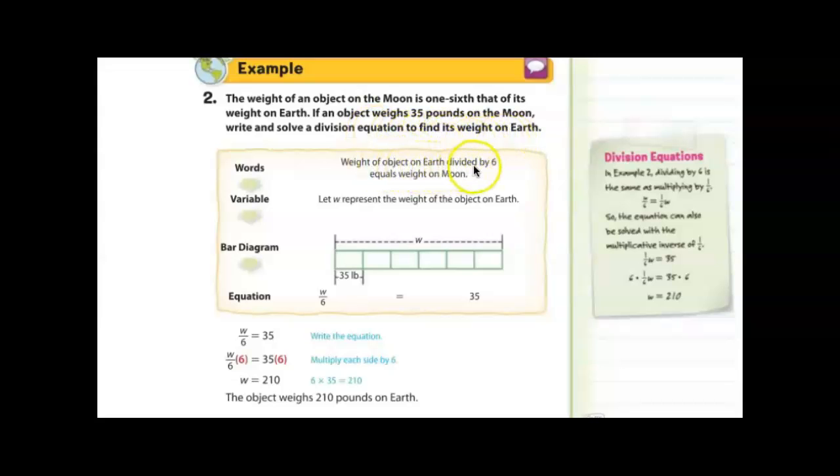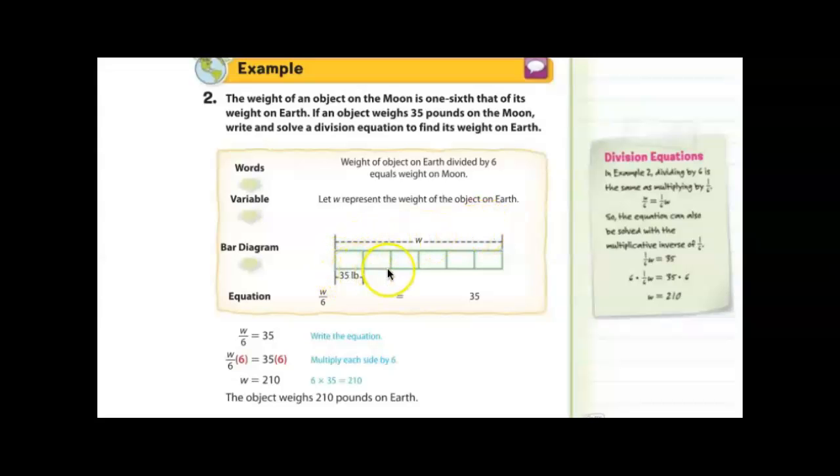Okay, so the weight of an object on Earth divided by 6 equals the weight on the moon. And so they chose the letter W for the weight of the object on Earth. And so here's their bar diagram. So here's the unknown amount it's going to weigh on Earth.